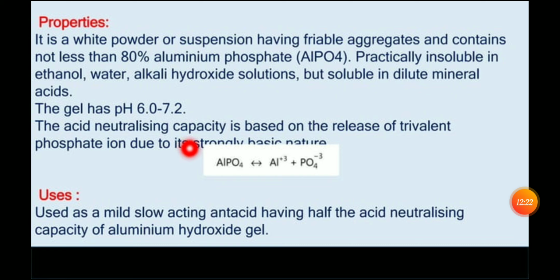The acid neutralizing capacity is based on the release of the trivalent phosphate ions due to its strong basic nature. Aluminum phosphate will give the aluminum and also phosphate groups, so it is different. Next is the uses. What is the use of this aluminum phosphate? It is used as a mild, slow acting antacid, having half the acid neutralizing capacity of aluminum hydroxide gel.